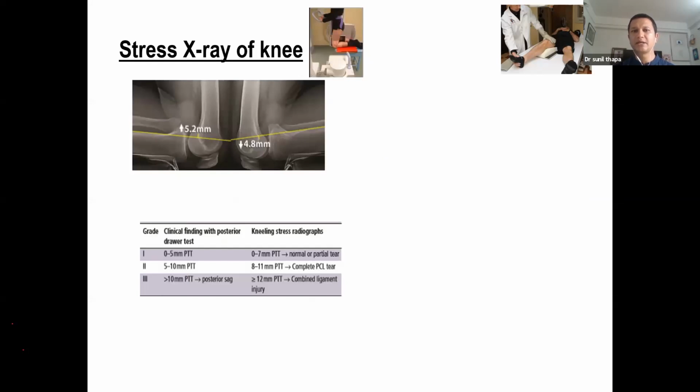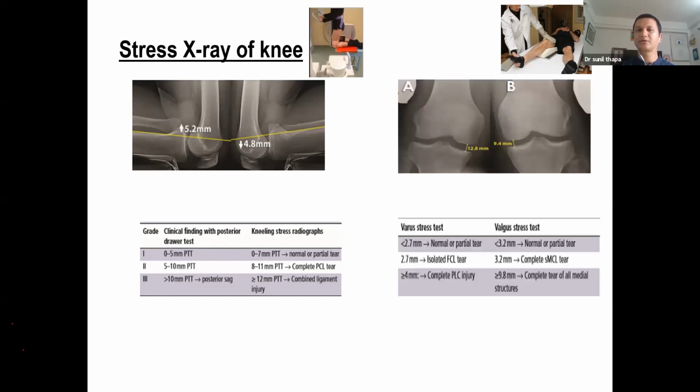There are certain criteria and guidelines given with measurements in millimeters. If the posterior displacement is more than 12 millimeters on a stress radiograph, then it is a combined complete PCL tear. Similarly, a varus and valgus stress radiograph sometimes has to be done. In a varus stress test, if there is more than 4 millimeters of opening compared to the opposite side, then it is a complete PLC injury. Similarly, in a valgus stress, if there is more than 9.8 millimeters of opening compared to the normal side, then that is a complete tear of all medial structures. So stress radiography has a definite role in a missed knee injury or knee dislocation that presents later on.